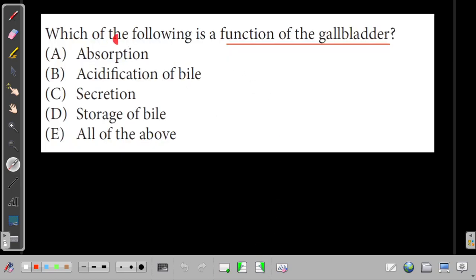Which of the following is a function of the gallbladder? The gallbladder absorbs, yes, it absorbs water. Acidification of bile, yes. Secretion, yes, it secretes mucus. Storage of bile, of course. All of the above. Okay, go for all of the above.